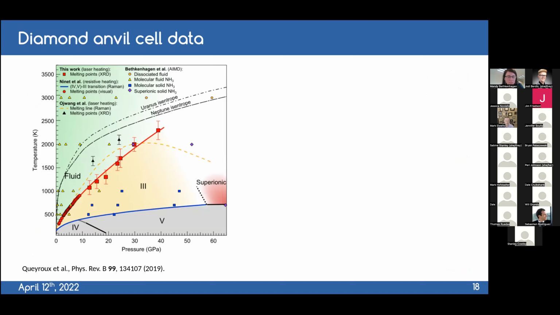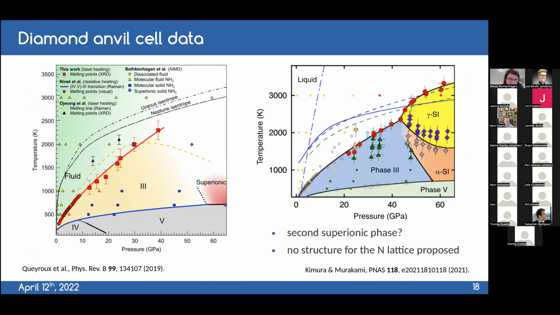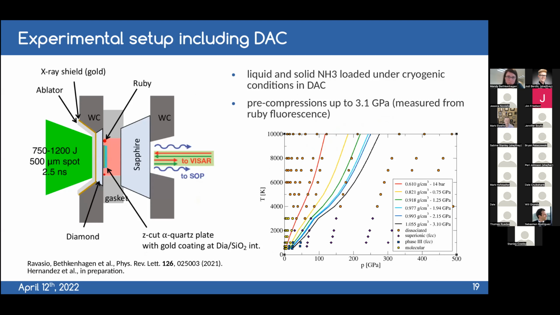So this here on the left is the latest diamond anvil cell phase diagram for ammonia, where you can see they kind of stopped before reaching the superionic region here for the melting line. And then there was recently proposed a second diamond anvil cell phase diagram, where you can see that there's a second superionic phase on top here. So this led us to study the superionic phase of ammonia also with shock compression experiments. And as I said before, we combined this with some diamond anvil cell to actually introduce some pre-compression.